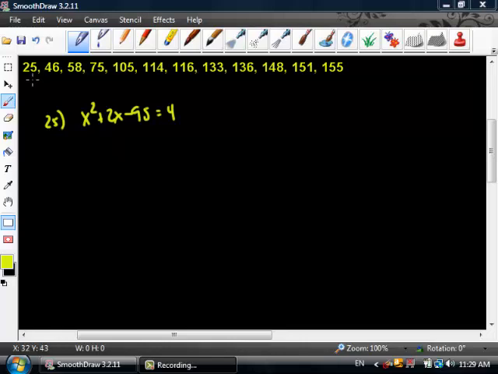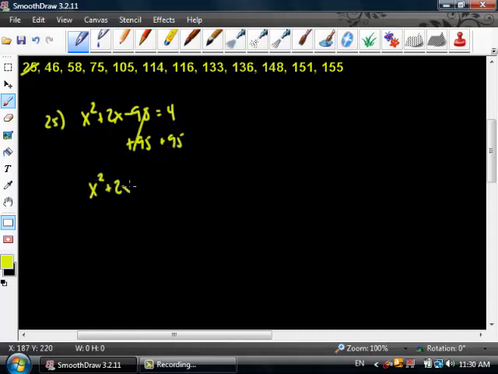Okay, 25 is asking us to do completing the square. So first thing I'm going to do is add 95 to both sides. And I think the reason why this problem is a little more tricky is because you end up with something a little more odd, a little more funky than you normally expect from completing the square.